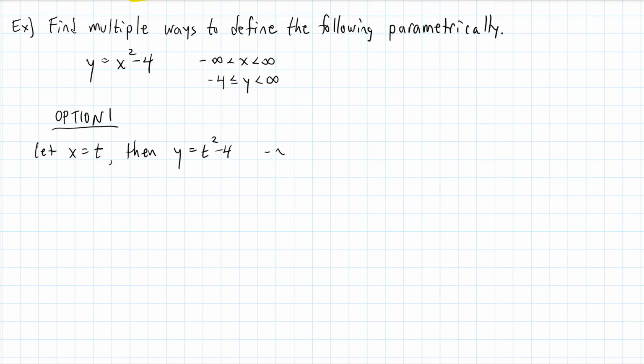So I'm thinking this is going to be just fine. Because if I let t be any real number, then x could be any real number, just like it was up here. And then any real number squared minus 4 would definitely be -4 or larger. So I think that's going to work. I'm going to give this the early stamp of approval, but we're going to use the calculator to check.